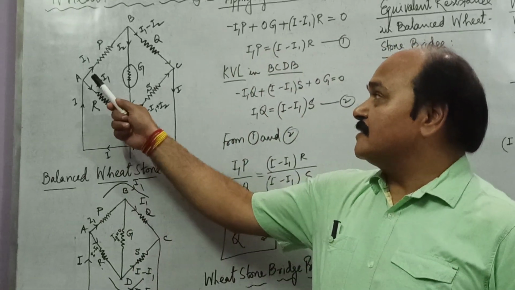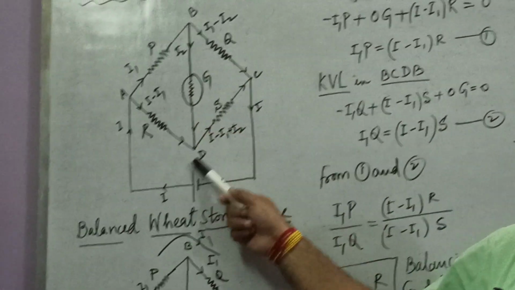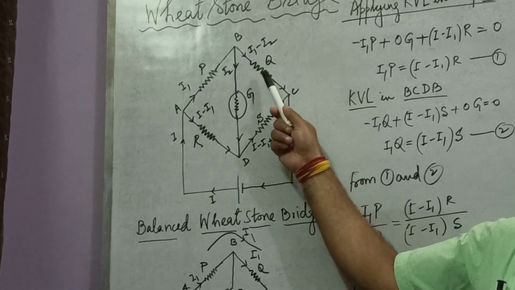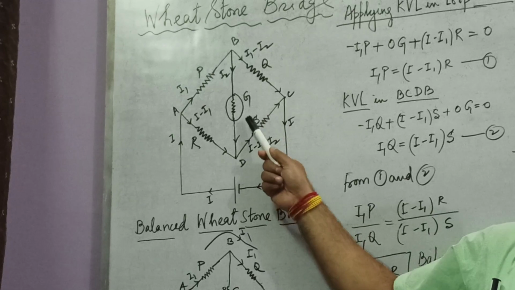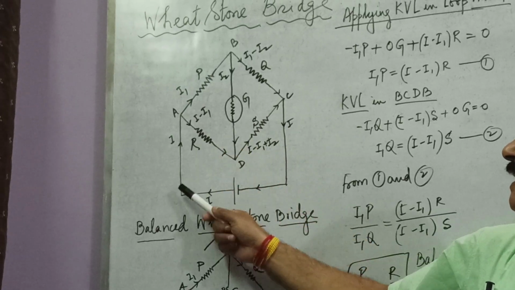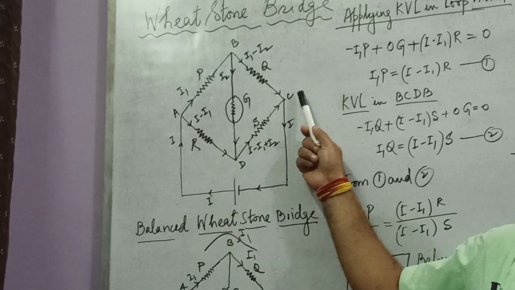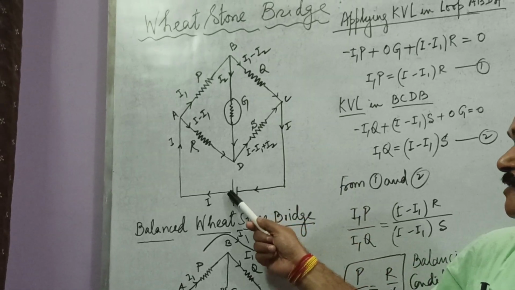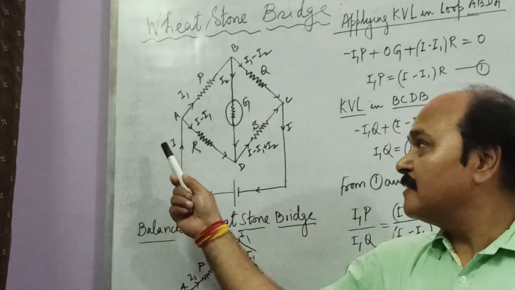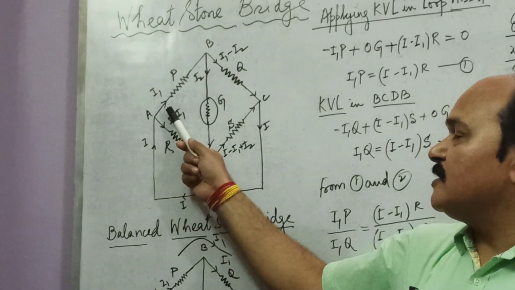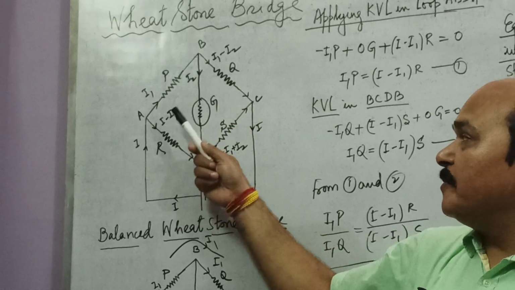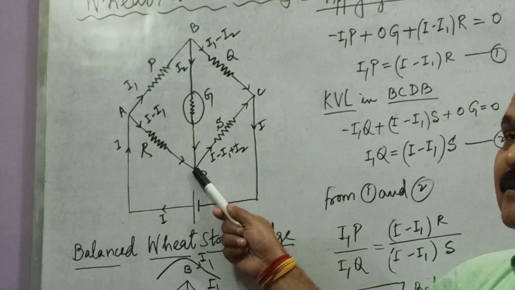Well, this is resistance P, this is Q, this is R, this is S, this is the square, conducting square. Across one of its diagonals BD we connect galvanometer and across the other diagonal AC we connect battery. Well, the current which is drawn from the battery when it comes to point A is divided into two parts. I1 goes this way and the remaining I minus I1 goes this way.